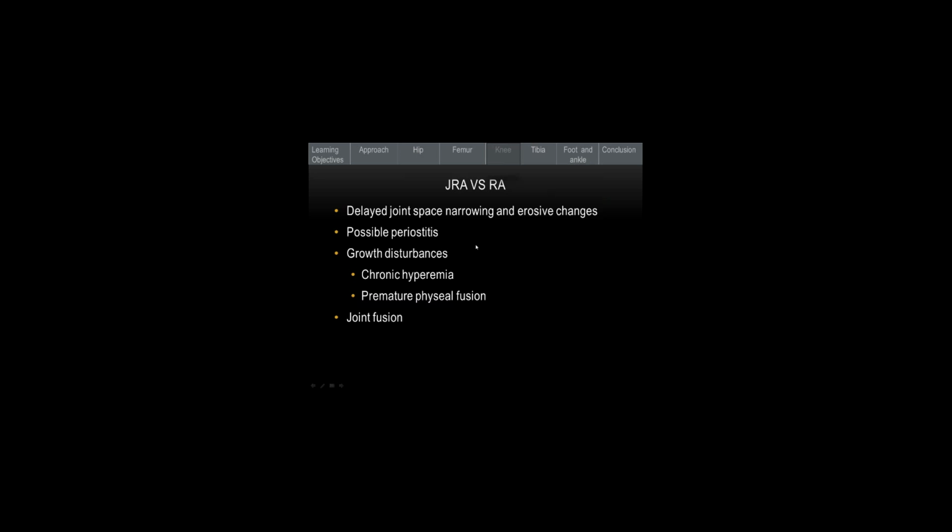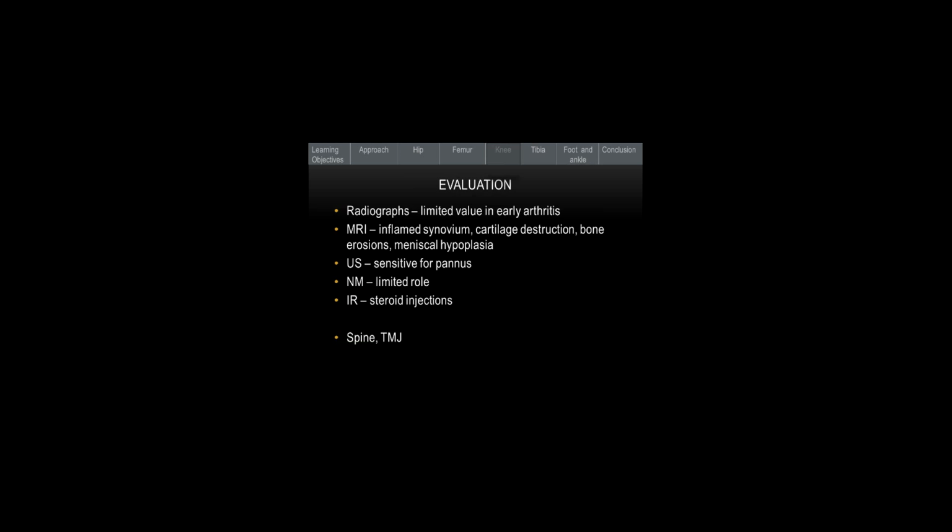Findings that we see eventually are periosteitis, joint space narrowing, and erosions. But there are things that we see in juvenile idiopathic arthritis that you don't typically see in adult rheumatoid arthritis. Because of chronic hyperemia near a growth plate that's still growing and not closed yet, you may see growth disturbances. Sometimes there can be premature physeal fusion, so there could actually be a short limb, or chronic hyperemia can lead to overgrowth as well. It's very common for us to see joint effusion. In extreme cases, there can actually be ankylosis of the joint as well.